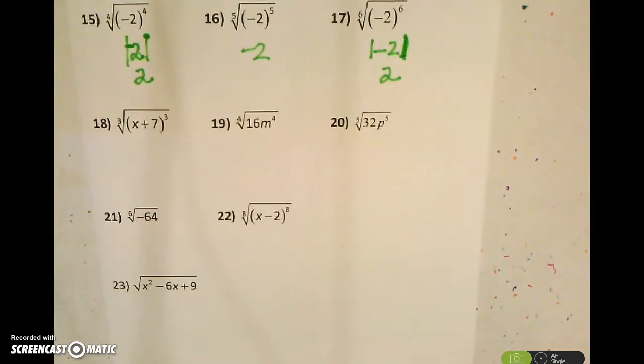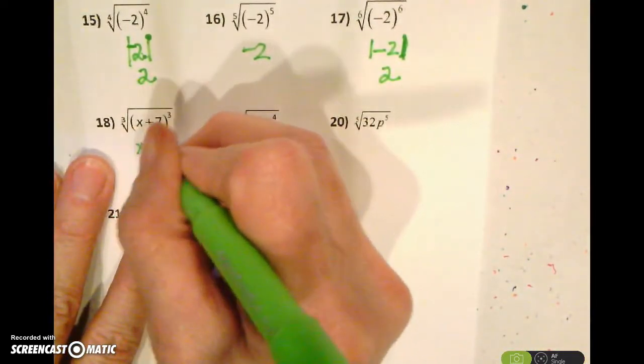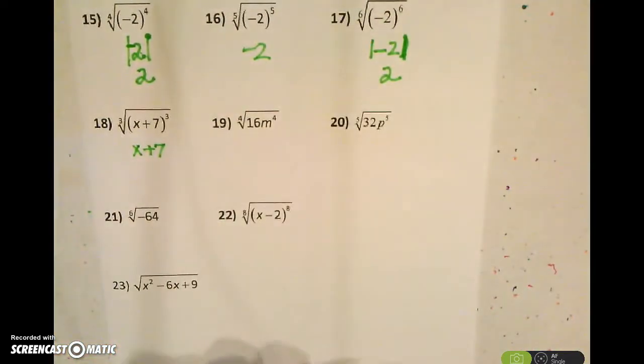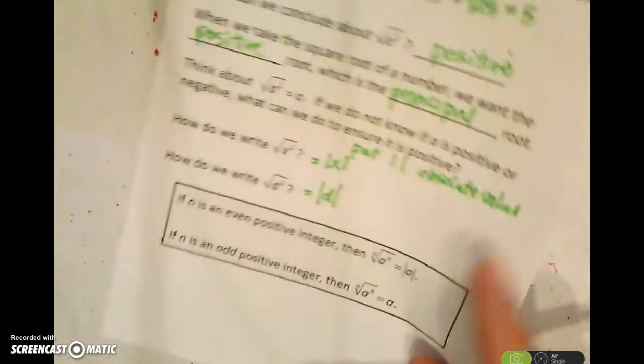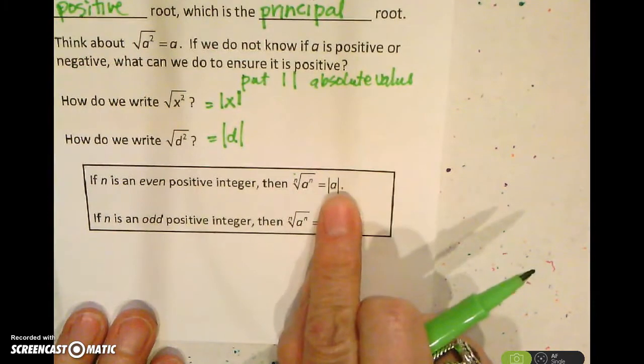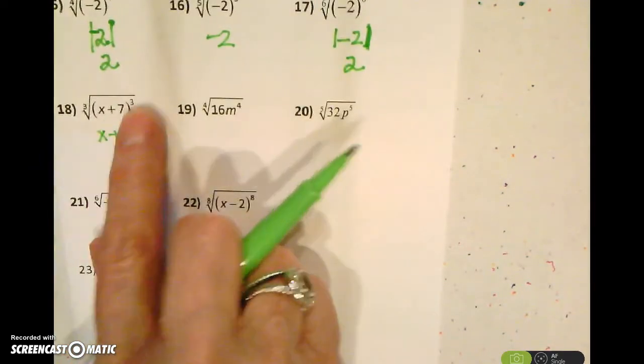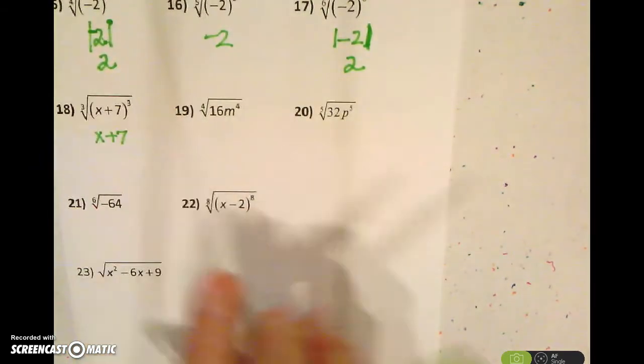18, the cube root of x plus 7 to the third is just x plus 7. So these are just kind of fancy ways of doing what we had on this page. The nth root of a to the nth is a. So that's what we're doing. In this case, it was the cube root of x plus 7 to the third is x plus 7.